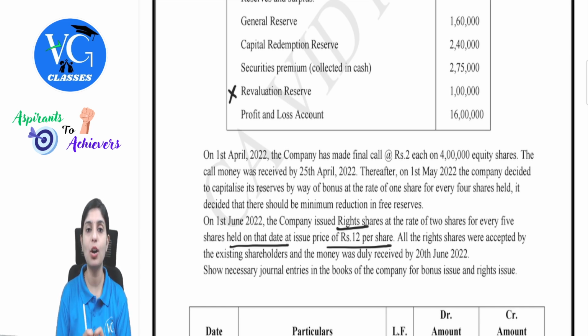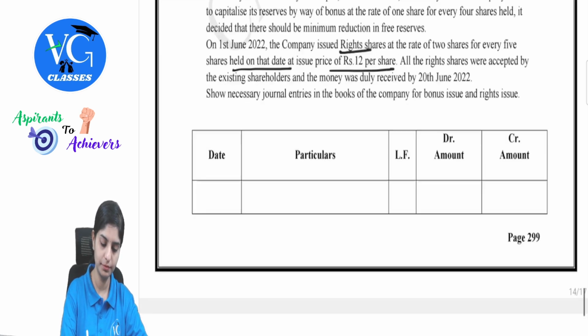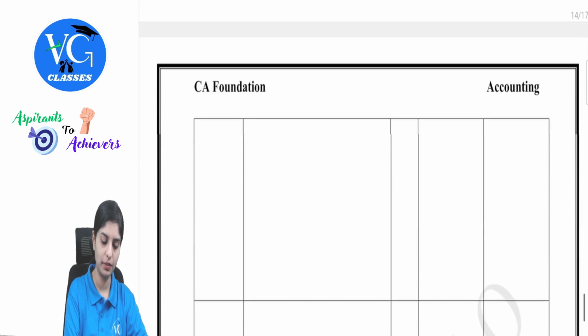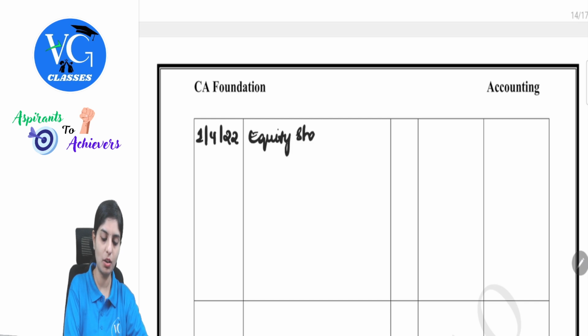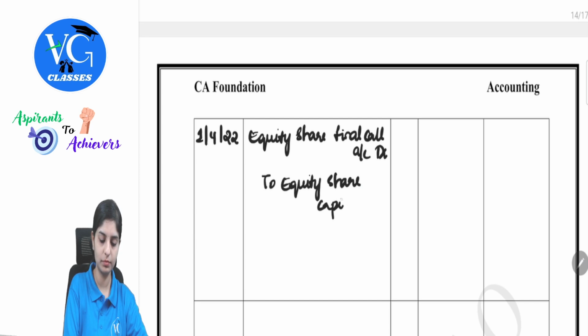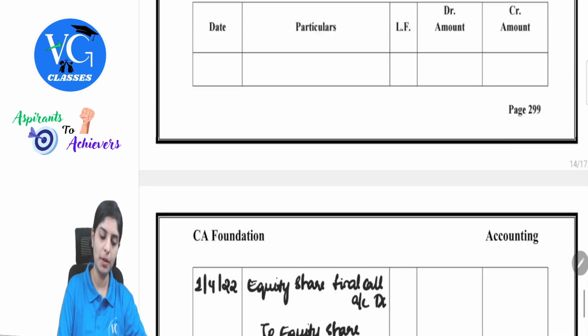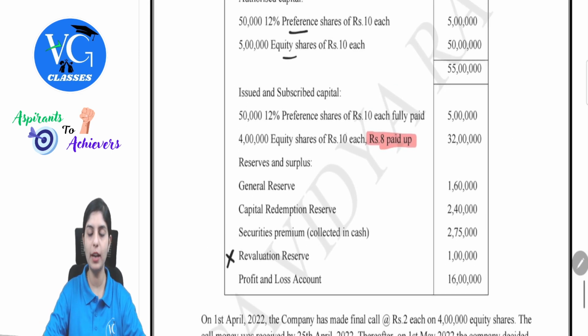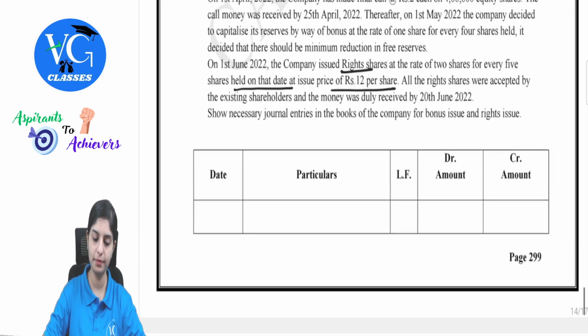So first let's record the call money due and then receipt. You can just start it here. 1st April, 22. Equity share final call account debit to equity share capital account. How much is the number of shares? It is 4 lakh shares at 2 each.